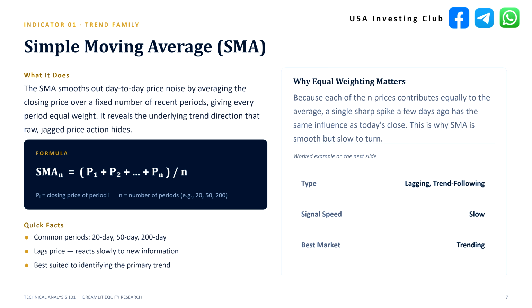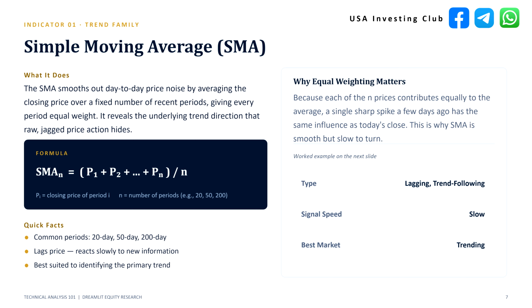Our first tool is the simple moving average, or SMA, a trend family, lagging indicator. What does it do? The SMA smooths out day-to-day price noise by averaging the closing price over a fixed number of recent periods, giving every single period equal weight. It reveals the underlying trend direction that raw, jagged price action tends to hide from the naked eye.